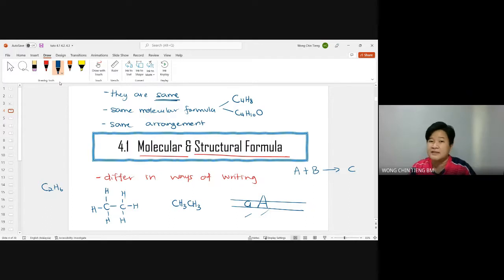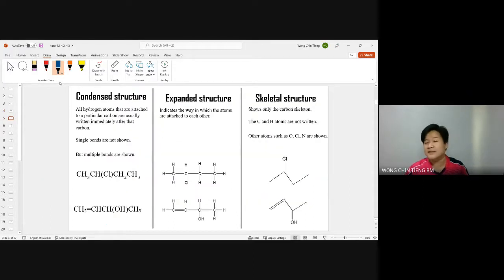Okay? Dan kita ada tiga cara menulis. Alright, we have three methods of writing. Condense is one of it. Expanded is another method of writing. Skeletal is another method of writing. Okay? Mereka hanya adalah cara menulis.